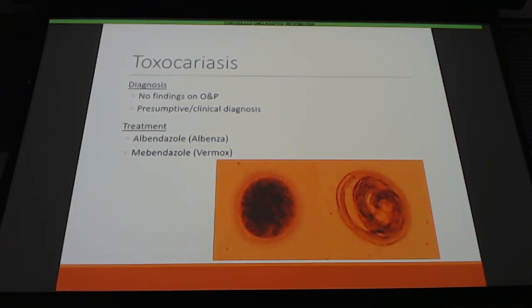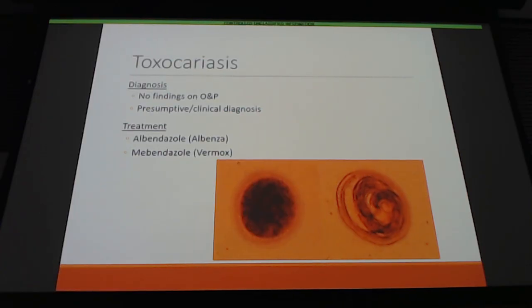So remember, these guys don't hang out in your intestinal tract, right? Once they get to the intestinal tract, they burrow through your intestinal wall and go to some organ, or if it's the ocular one, it goes to the eye. So you are not going to find any eggs in the stool for these guys. It's no O&P for you.